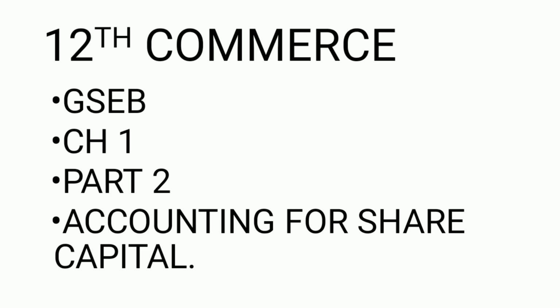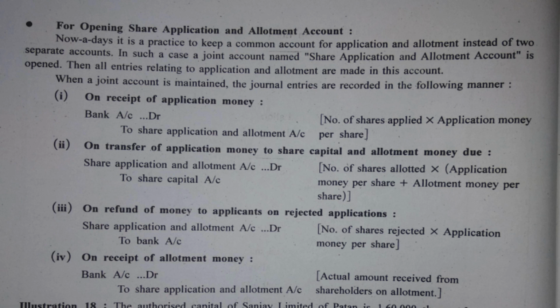So, chapter 1 that we are doing from part 2, accounting for share capital. In today's lecture, we are going to understand illustration 18, which is given on page number 50 in your textbook. In the last lecture we understood illustration 17, which was very simple. Now we are going to start with illustration 18. But before that, let us revise the journal entries on the basis of which illustration 18 is to be understood. I explained these journal entries in the previous lecture at the end, in 5-10 minutes.